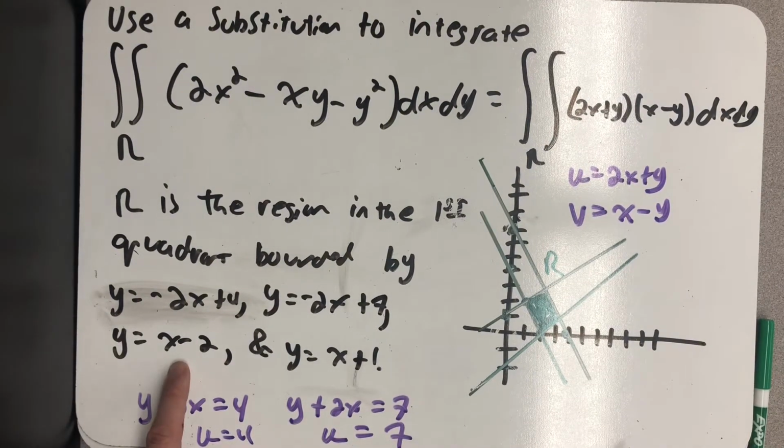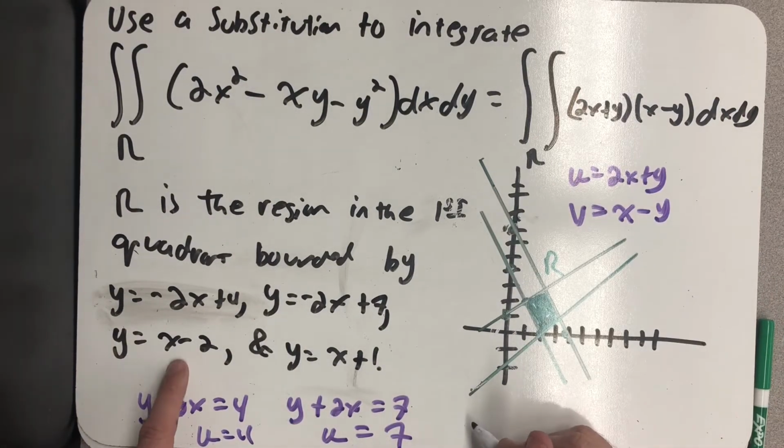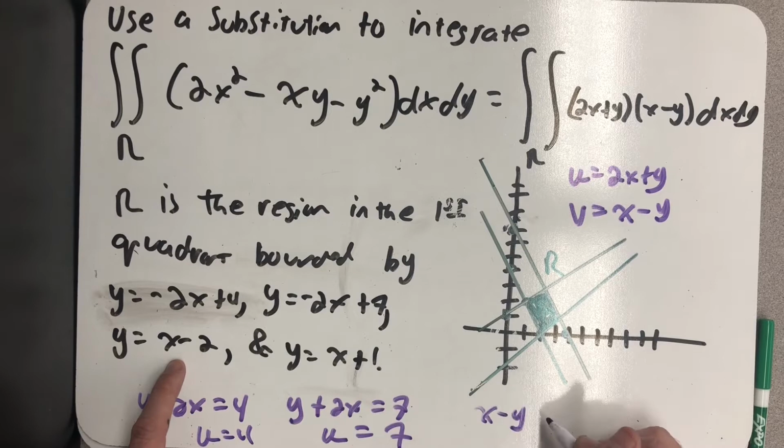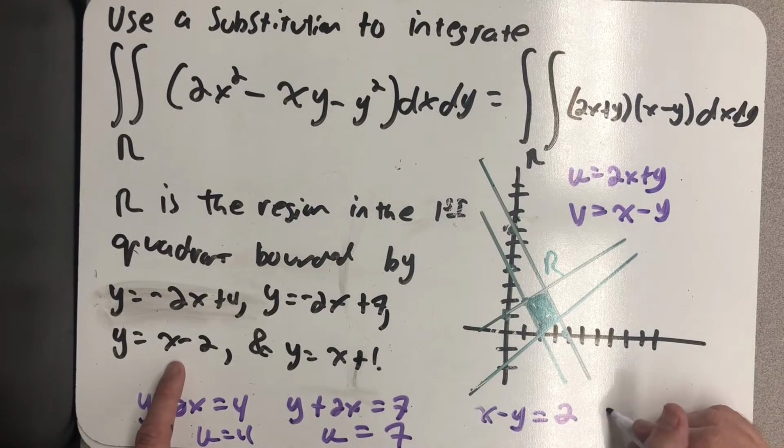And then here, let's see, if I rearrange this to be an x minus y, this equation would be x minus y equals 2. Take y away from both sides, I add 2, and this one is going to be x minus y equals minus 1.